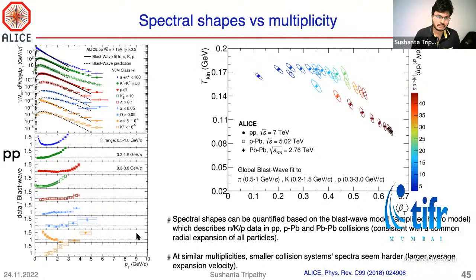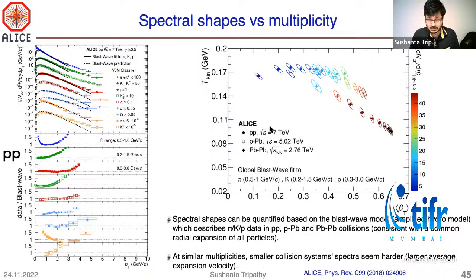If one does a blast wave fit, a simultaneous fit using the particles which are most abundant, pion and proton, the left hand side plot is for pp. Here this blast wave fit has been done for pi, K, p. Based on that, we have blast wave predictions for other particles. And on the right hand side, you have the kinetic freeze-out temperature and the transverse flow.